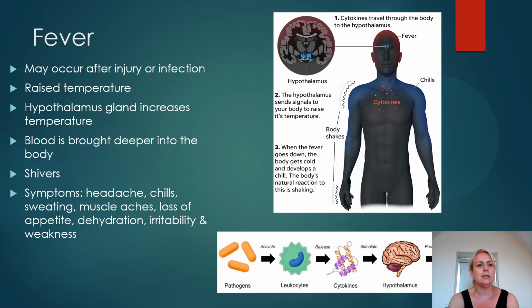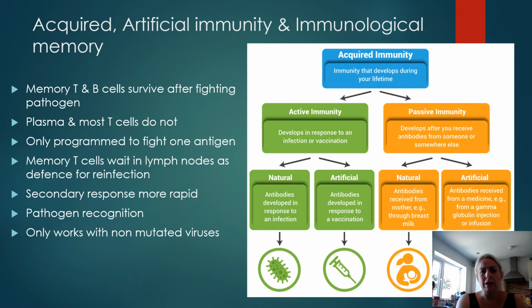Acquired immunity can either be active or passive, natural or artificial. So the antibodies can develop through an infection, through a vaccination, or through antibodies received through mother's breast milk perhaps, or through antibodies received through a gamma globulin injection or infusion. This is what assists the immunological memory. So your memory T and B cells will remember exactly what they've encountered before, therefore you shouldn't get the disease again or after your vaccination.